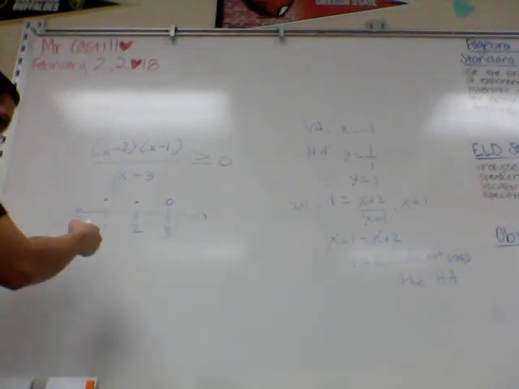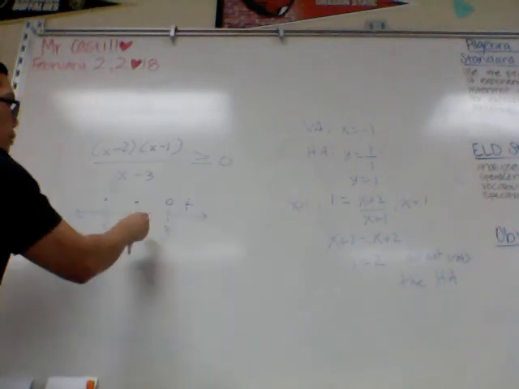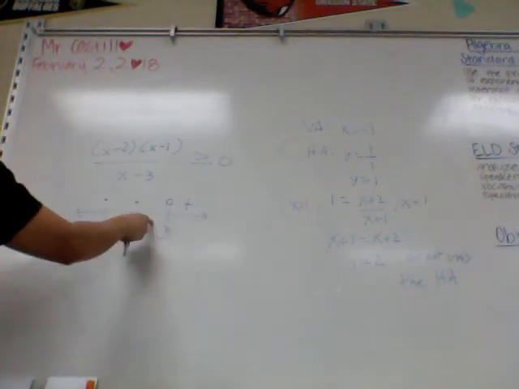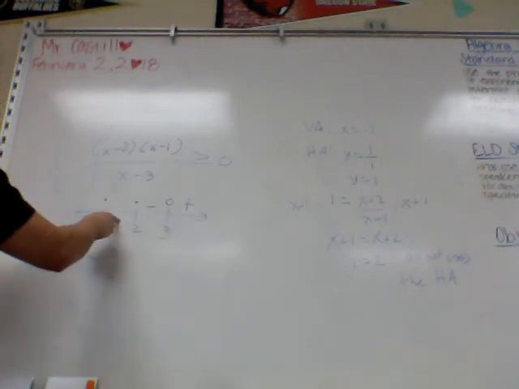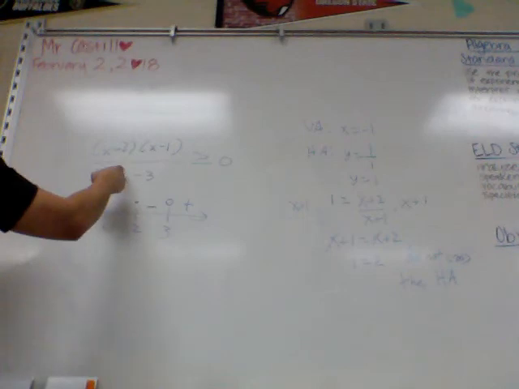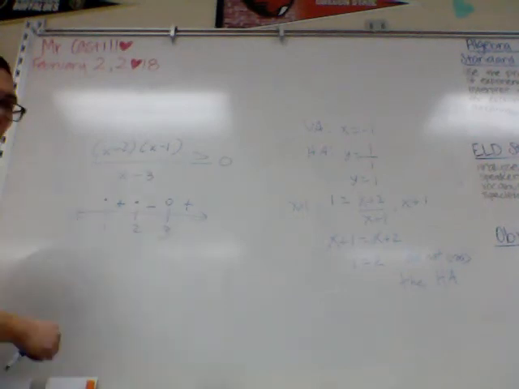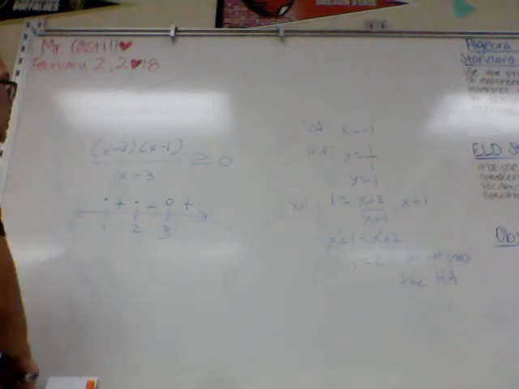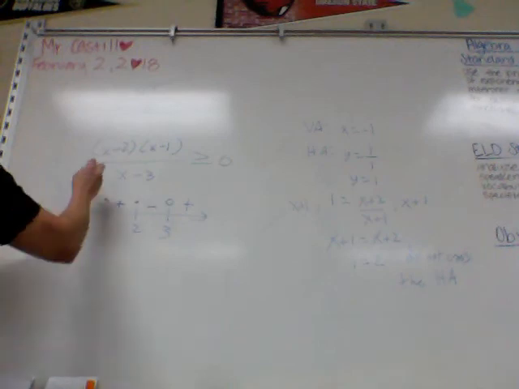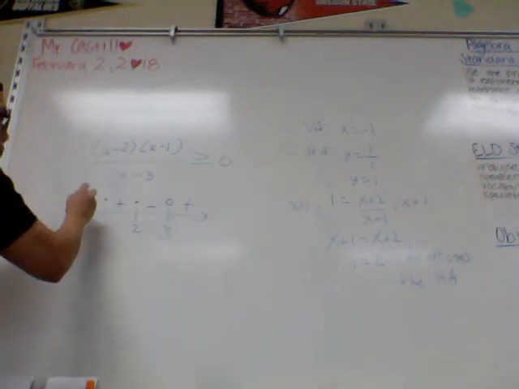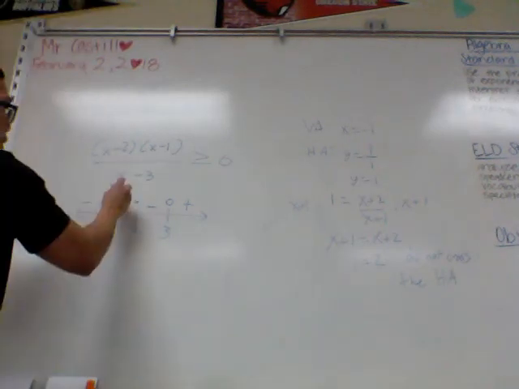And if we do the intervals, if I plug a number like 4 in, everything will be positive. If I plug in 2.5, this one is negative, the other two are positive. If I plug in 1.5, I have 2 negatives and 1 positive, so that's going to be positive. And then if I plug in a number like 0, everything's negative: negative times negative divided by a negative is negative. So they're looking for greater than or equal to 0, so I'm looking for my plus signs.